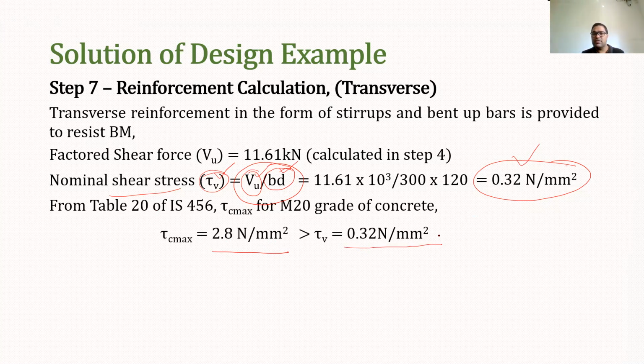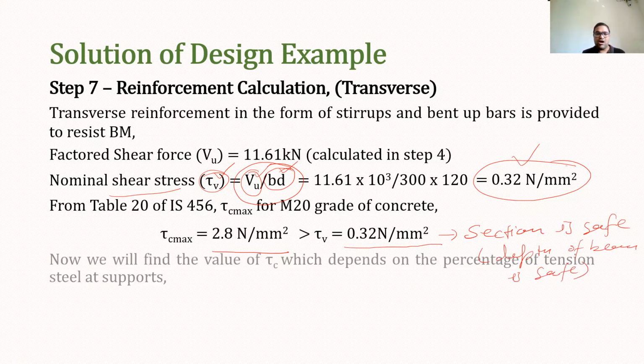Now what does it mean? It means our section is safe, or in other words, we can say that the depth of beam is safe. So that is the meaning of this.